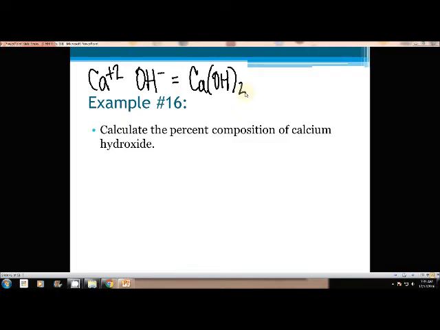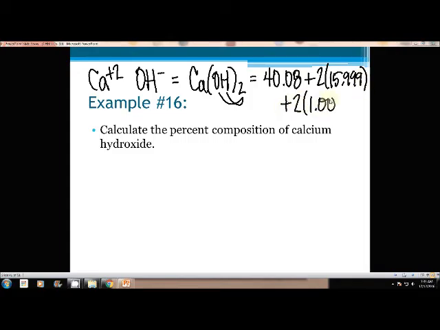Okay, so then to find the molar mass now, because we need total molar mass, we take calcium, there's only one of those, plus, and since remember we have to distribute the 2, we have to take 2 times oxygen plus 2 times hydrogen, and you get the total to be 74.094 grams per mole. Okay, so that's going to be our total.